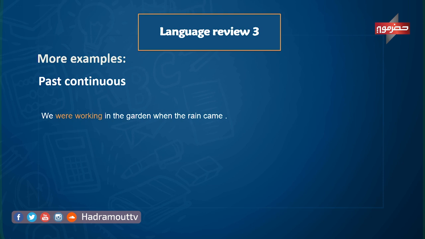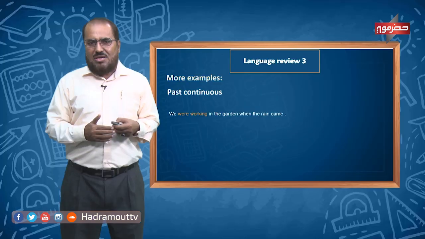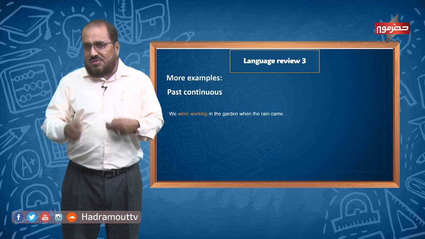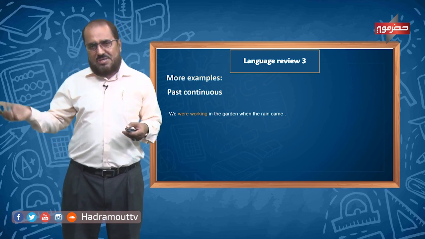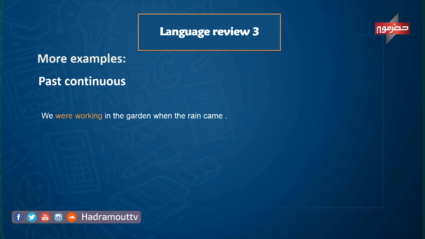More now, let's take examples about the past continuous. We were working in the garden when the rain came. Usually with the past continuous, there are two events. One was continuing, the other one cut in suddenly, interrupted, or happened suddenly. What was continuing here? We were working in the garden. Something happened next, suddenly the rain came. You can imagine or see a video, an imaginary video, of people working in the garden, and the rain came. This is setting the scene.